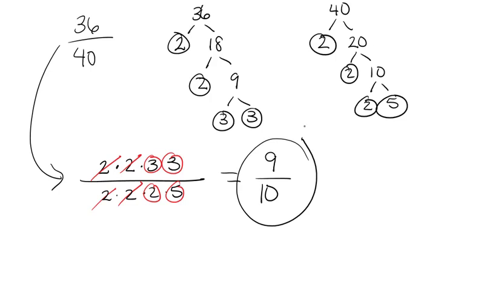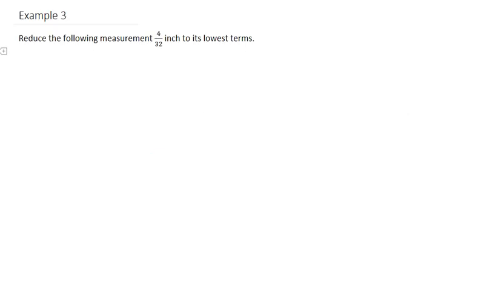Now let's do one final example. Example 3. Reduce the following measurement. We have 4 over 32 inch to its lowest terms. So we have 4 and 32. If we were to rewrite this, well, if we use the divisibility ladder, 4 can be broken down into 2 and 2. Those are the factors of 4, or its prime factorization.